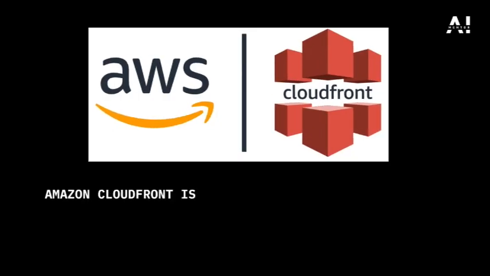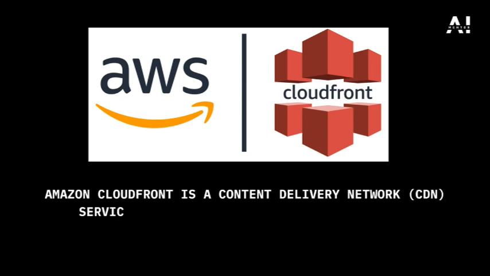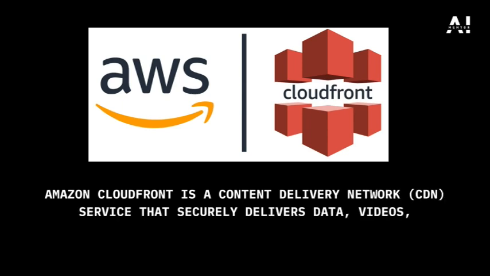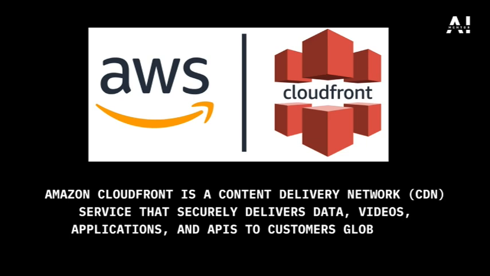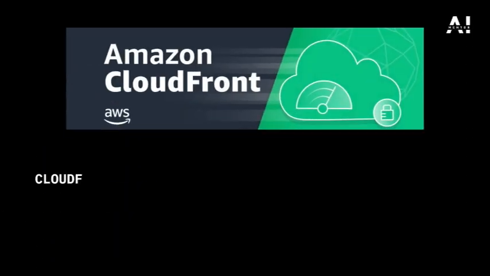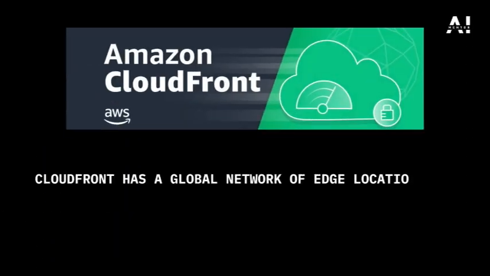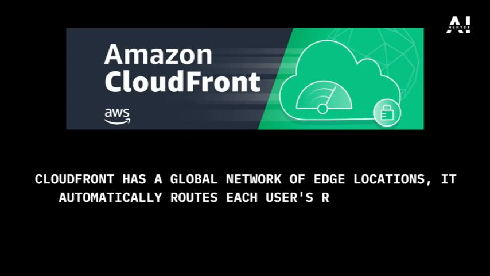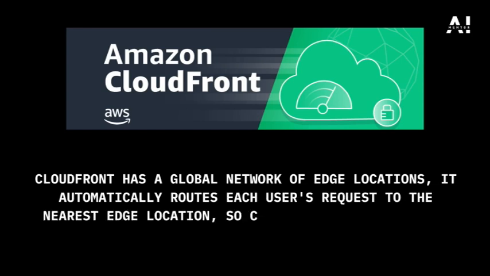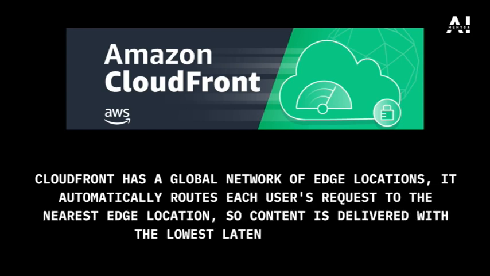Amazon CloudFront is a content delivery network, CDN, service that securely delivers data, videos, applications, and APIs to customers globally. CloudFront has a global network of edge locations. It automatically routes each user's request to the nearest edge location, so content is delivered with the lowest latency possible.